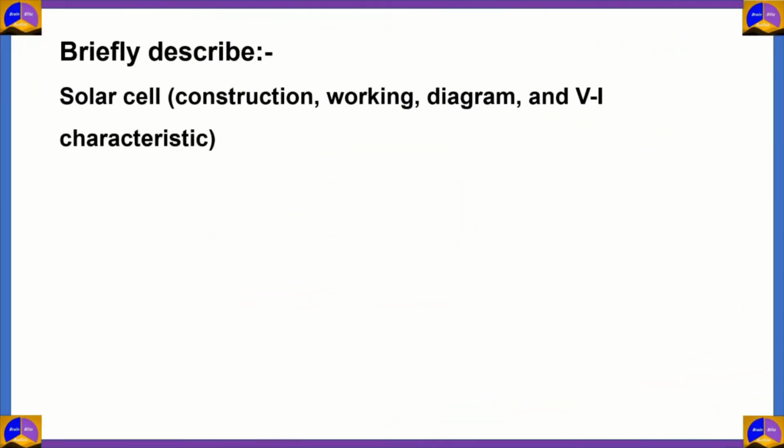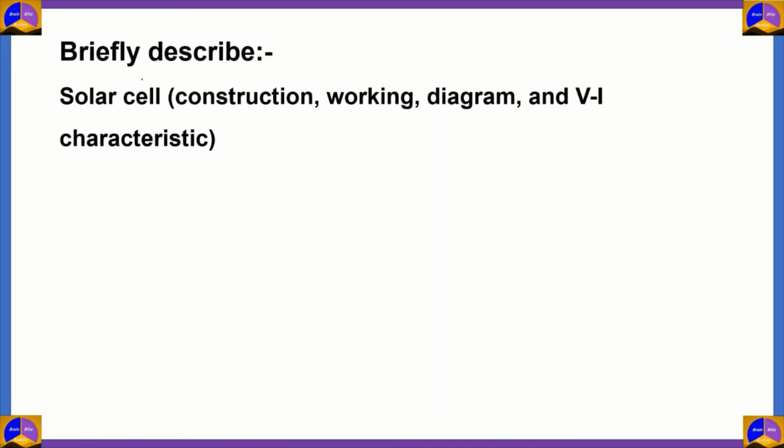Now let's look at the next description or derivation. We need to describe briefly a solar cell. So over here again, construction, working, diagram, and VI characteristics. So we're talking about a solar cell.